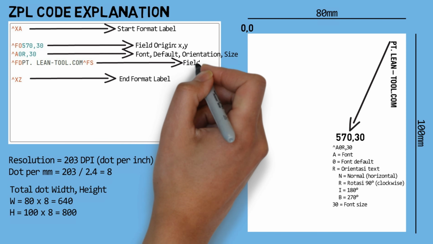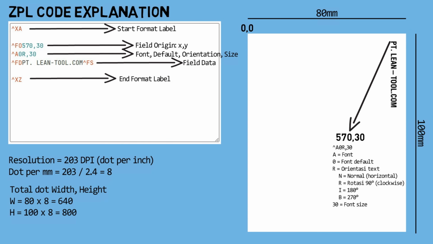FD stands for field data, which is used to define the actual content or text that will be printed. So in this case, the text ptlentool.com is what will appear on the label. Then, FS means field separator, which marks the end of that field.